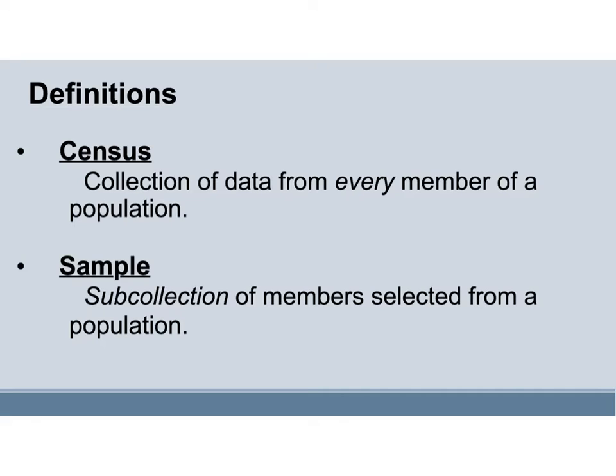So normally, we don't do a census. Normally, we do a sample. A sample is a subcollection of members selected from a population. So almost all the studies, polls, etc. that you see in the media are samples. They picked a group of people, asked them questions, and then made generalizations based off of that. So they might have asked 100 adults a question, and then they say all adults in the United States think this based off this sample.